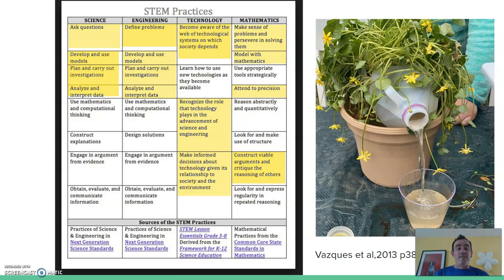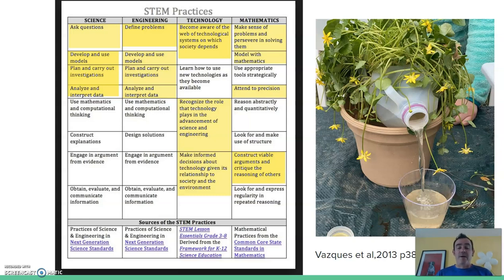And STEM practices, looking at Vasquez's chart: science, engineering, it really is amazing when we start combining these four individual subjects that we used to think of separately. As we put them together into that STEM, that open-ended question, there really is a lot of overlap with asking questions, defining the problem, developing and using models, planning and carrying out investigations. For technology, a lot of this really becomes aware of the web of technology. Experiment, learn how to improve, learn how to relate and adapt to future problems.